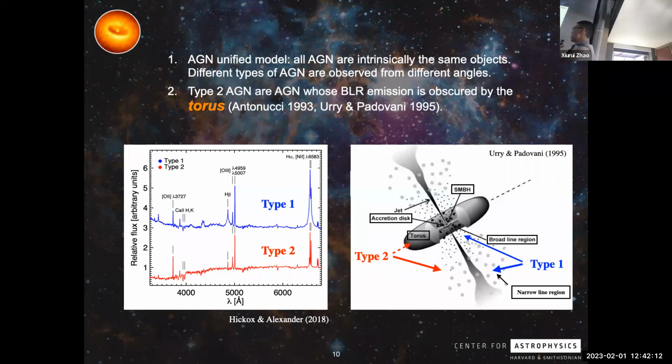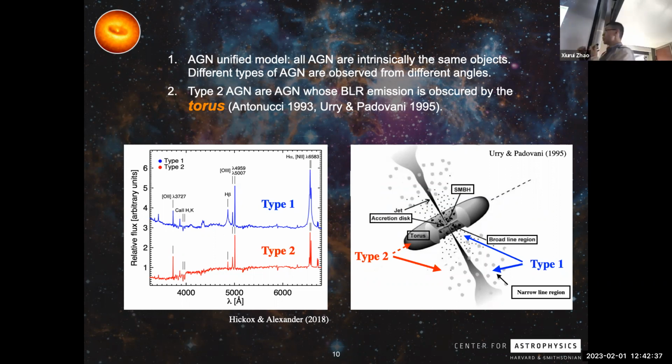And outside the torus, there are also some clumps of dusty gas, and because they are far away from the central supermassive black hole, you see only the narrow lines because their Doppler effect is very weak. But they are still broader than the normal galaxy emission lines.